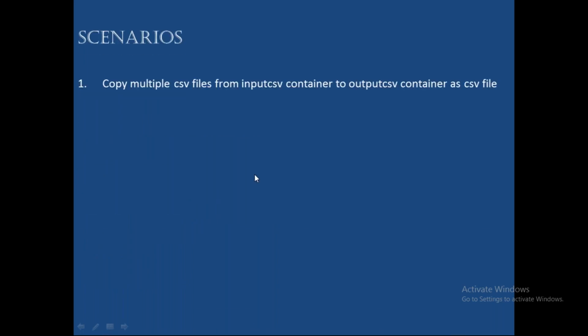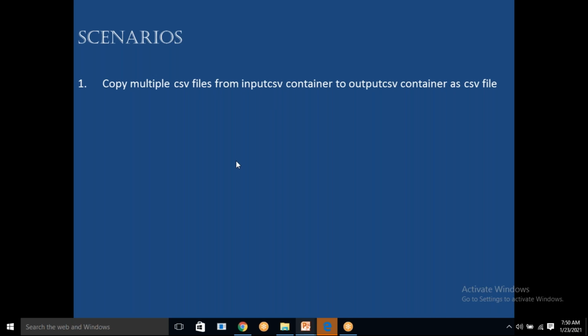Okay, fine. Scenarios. The first scenario is what we saw yesterday, and the same thing we are going to see: copy multiple CSV files from the input CSV container to the output CSV container as CSV files. I'm not converting the file. Remember, if you want to convert, it doesn't matter what type of file I have, whether a CSV file or a JSON file, you can convert all these files into a particular format. But here, if I have multiple CSV files in my input container, I want to load all those files into the output container.